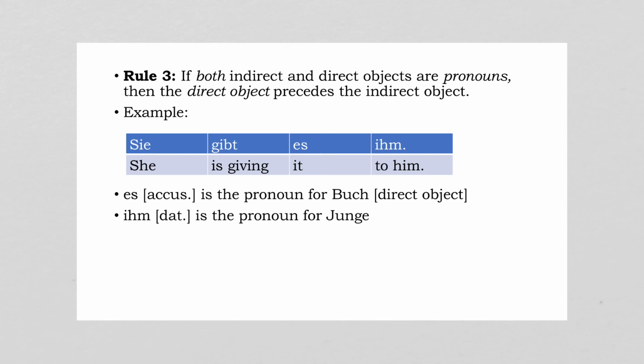So we see, again, it's exactly as the rule says. We have 2 pronouns. If you have 2 pronouns, that is, both indirect and direct objects are pronouns, then the direct object will come first. It comes before the indirect object. Sie gibt es ihm. All right, thank you very much.